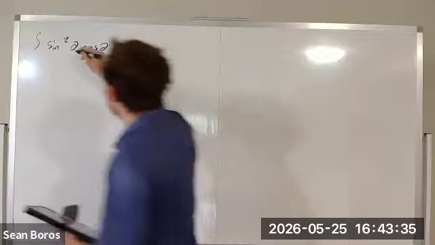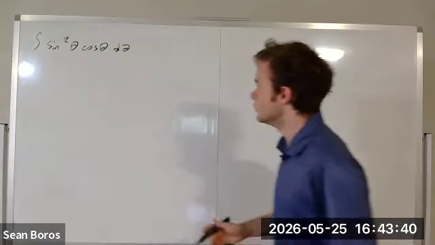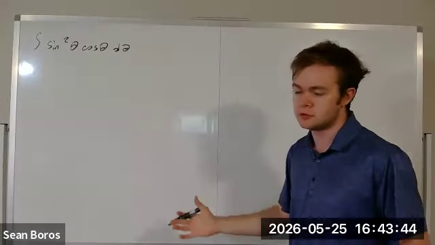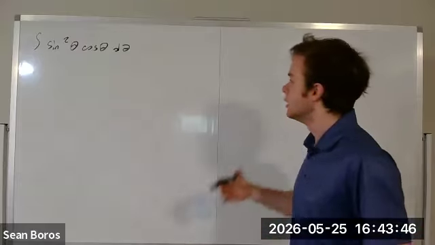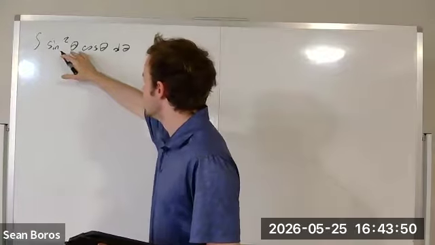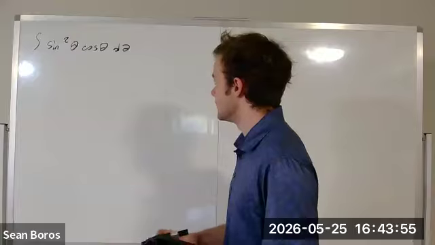So this is our integral. Maybe I'll clean this up a little bit. But this is our integral. And again, we can't solve this integral normally. So if we can avoid using U-substitution, we'll certainly try to do that. But we can't actually do that here, right? Because we don't know how to take the integral of sine squared theta cosine theta. So we need to rewrite that somehow.